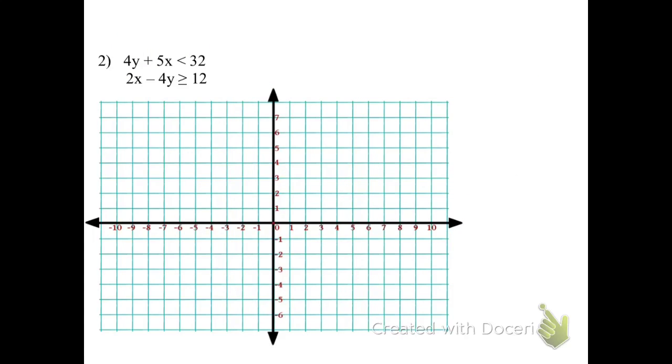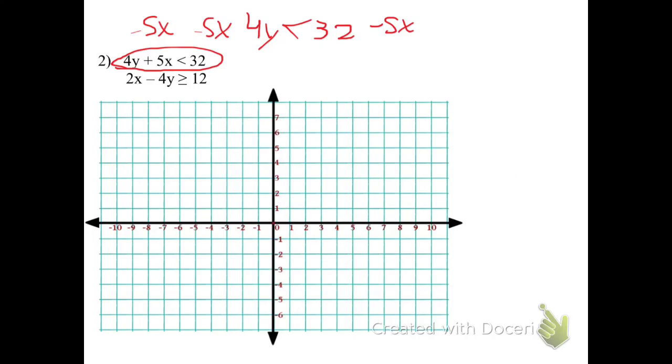Okay, let's jump over to number 2. Again, two inequalities that we need to graph, but you have to solve them for y first. So let's start with this first one. You gotta get y by itself, so subtract 5x from both sides to get 4y is less than 32 minus 5x. Then divide everything by 4. Since we divide by a positive, it's still less than. We don't switch. 32 divided by 4 is 8, and 5x divided by 4 is 5/4 x.